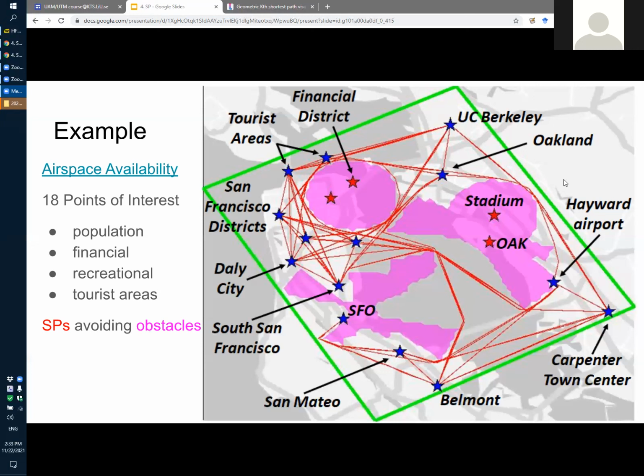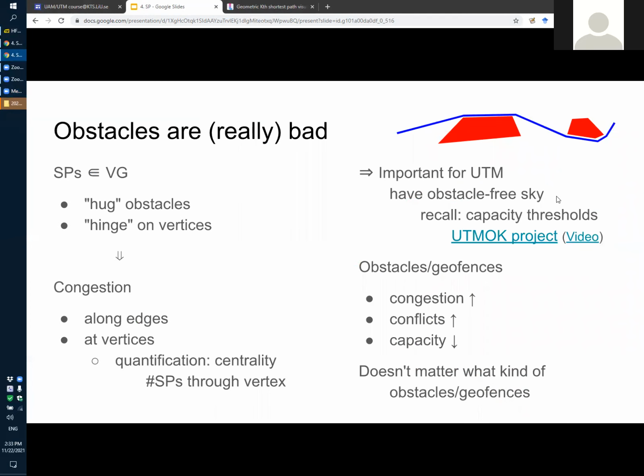So these are the shortest paths, and one thing that we can learn from looking at shortest paths and understanding that they live on the visibility graph is that it underlines how bad it is to have obstacles. So not only does going around the obstacles make you less efficient, making your paths longer, essentially it takes away the whole flexibility of the 2 dimensions that you have. Well, in principle, you have 3 dimensions also in the air, but if you're trying to stay on a single level, or even if you don't, even if you consider 3-dimensional paths, then you also have similar hugging of obstacles.